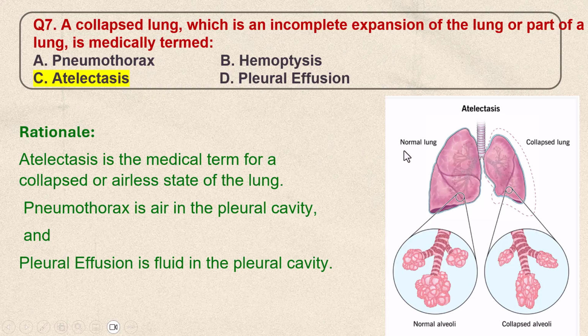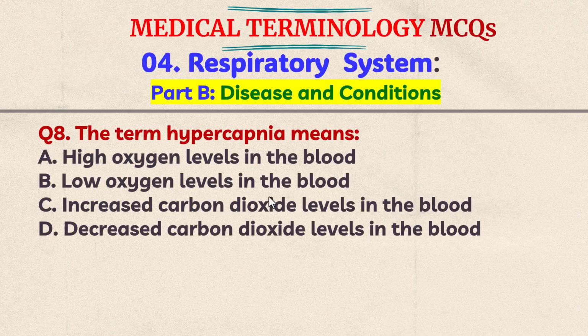Atelectasis. You can see the atelectasis. This is the normal alveoli, but here the alveoli are collapsed. This is the collapsed lung. You can see the size. This is the normal lung size. This collapsed lung. This is the original size, and this is the collapsed lung. So atelectasis is the medical term for a collapsed or airless state of a lung. On the other hand, pneumothorax is the air in the pleural cavity, and pleural effusion is the fluid in the pleural cavity.